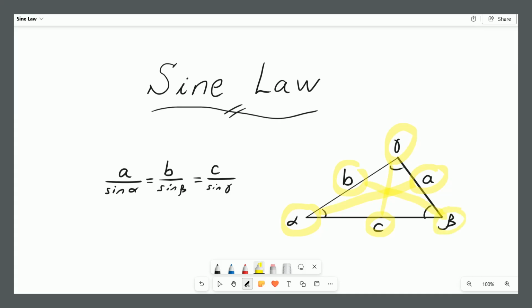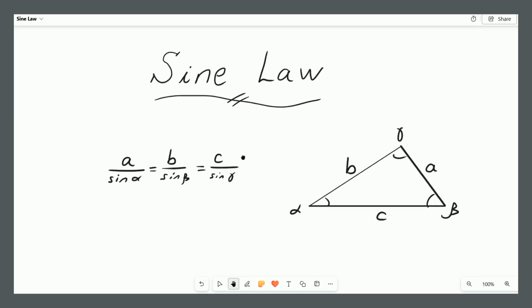For example, if our triangle has sides A, B, C and the angles opposite those sides are alpha, beta, and gamma respectively, then A over sine alpha equals B over sine beta, which equals C over sine gamma. So let's go ahead and prove this.